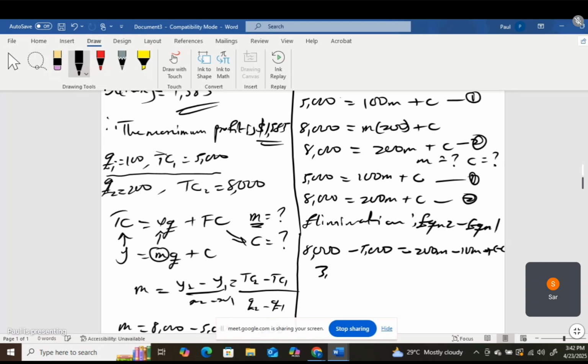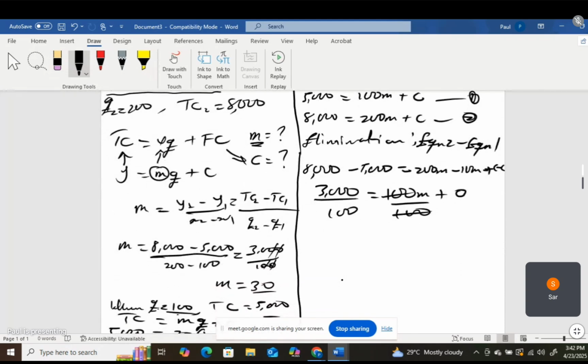So here will give us 3,000 being equal to 200M minus 100M, which will give 100M. But C minus C will give you what? Zero. So from here we can divide by 100 because we are finding M. When we cancel, the two zeros will also cancel itself here. So our M will be 30, like we got.